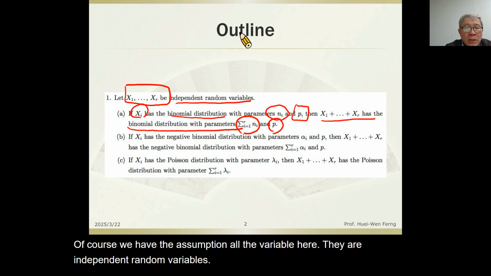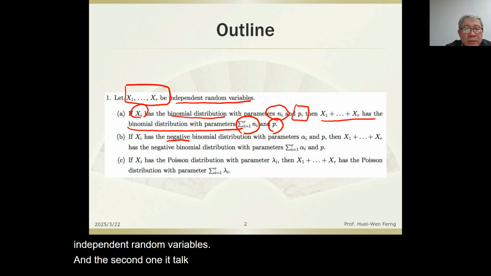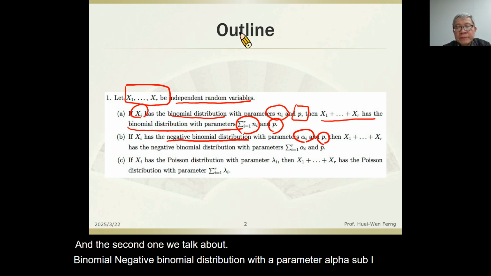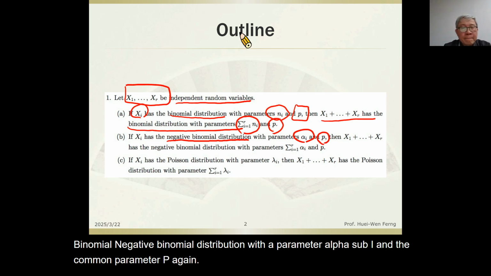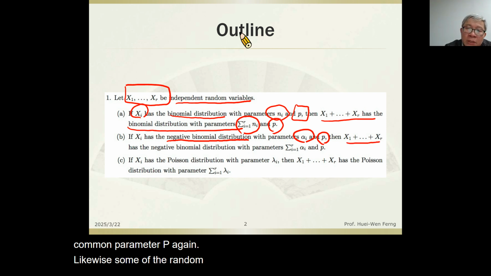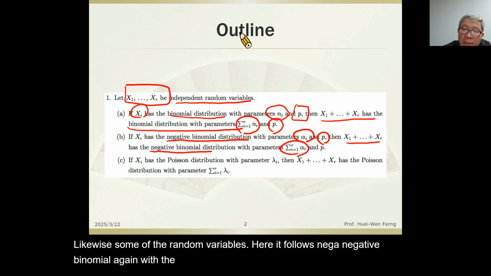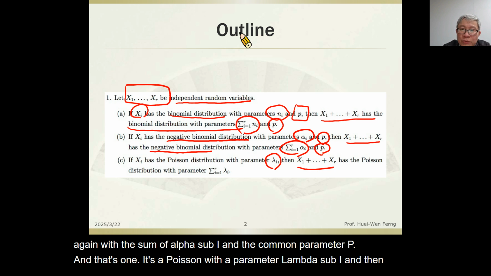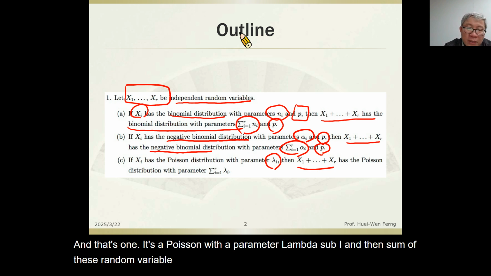And the second one, we talk about the negative binomial distribution with the parameter alpha sub i and the common parameter p again. Likewise, the sum of the random variables follows a negative binomial again with the sum of alpha sub i and the common parameter p. And the next one is Poisson with the parameter lambda sub i, and then the sum of these random variables follows Poisson with the parameter sum of lambda sub i.